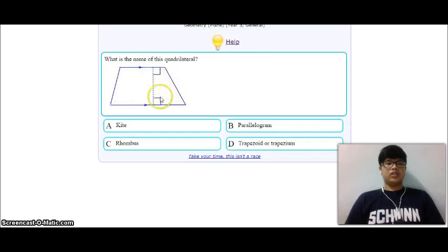Okay. On this question, these sides are parallel to each other, and then if you cut through here and here, you will get what we call a triangle. For this section, this quadrilateral is what we call a trapezium.